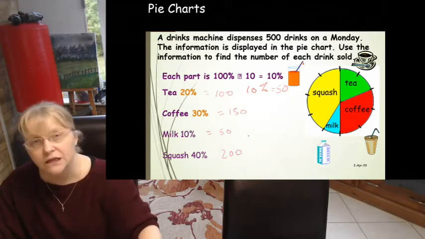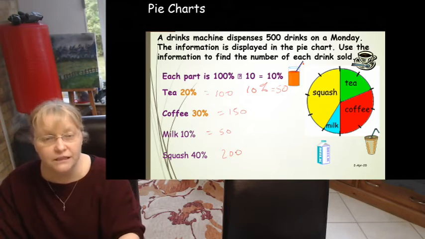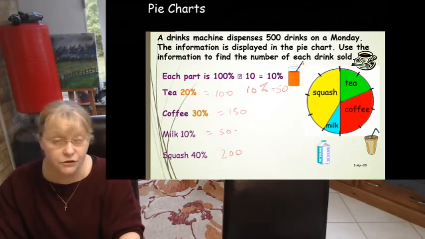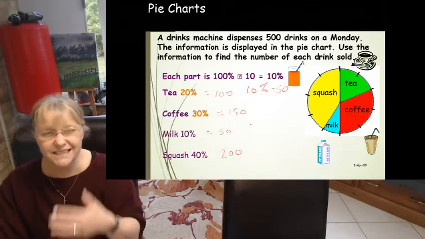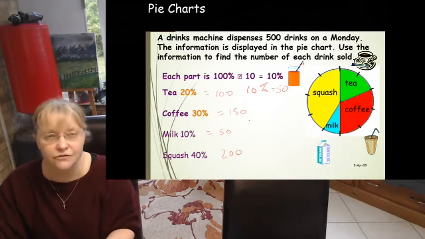Now at the end, a good way to check if your answers are correct is just simply add them all up. So that is 200 plus 50 is 250, plus another 150 is 400, plus 100 is 500. As it all adds up, it's just a nice check that I've got the answers right.